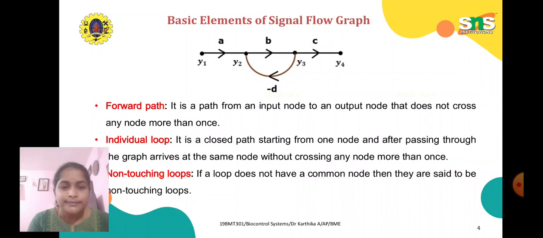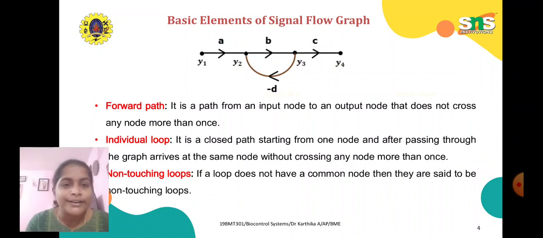Forward path is a path from an input node to an output node that does not cross any node more than once. And individual loop is a closed path starting from one node and after passing through the graph arrives at the same node without crossing any node more than once. And what are non-touching loops? If loops do not have a common node, then they are said to be non-touching loops.